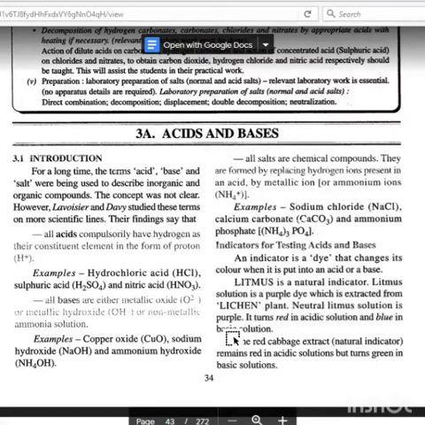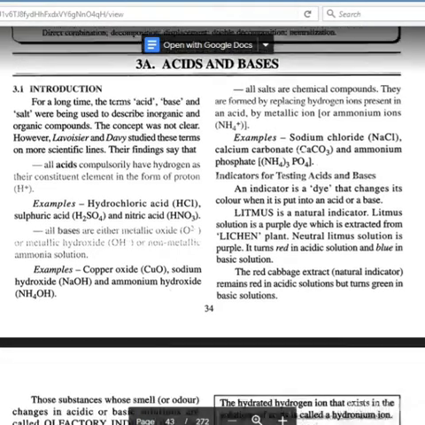Next indicator is your red cabbage indicator, again categorized under natural indicators, which remains red in an acidic solution but turns its color to green in a basic solution. By this difference in colors, we can identify whether it is an acid or a base.